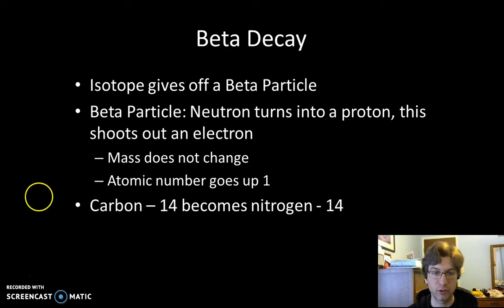For example, if I have carbon-14, this is an isotope of carbon that has a mass of 14. I'm going to go through beta decay and shoot off an electron. In doing so, I go from having 6 protons to 7 protons because my neutron changed to a proton, and therefore I become nitrogen. Note that my mass did not change. I still have 14. I just went up 1 on my periodic table. So my atomic number increased by 1.